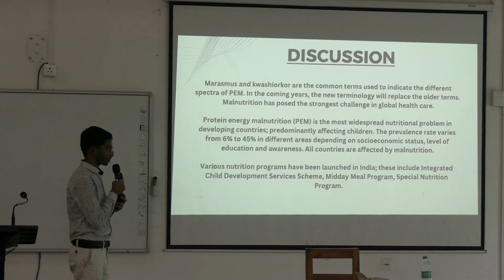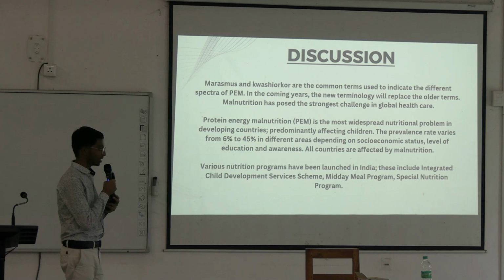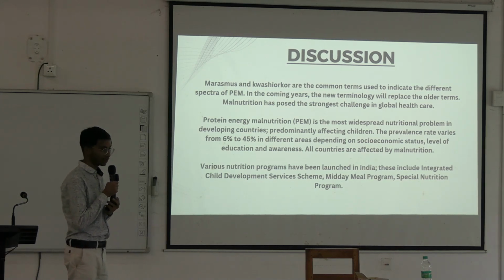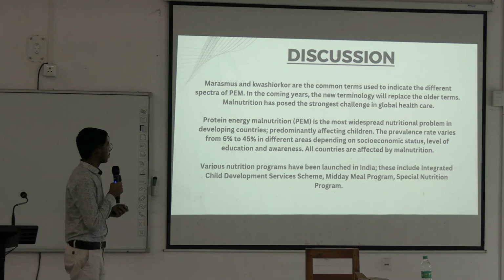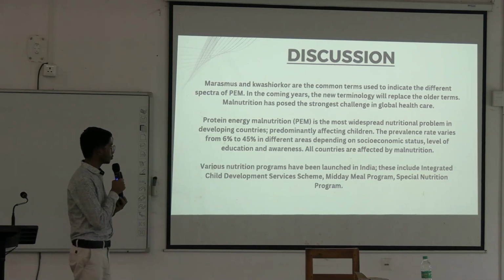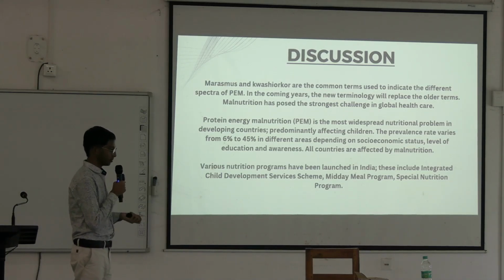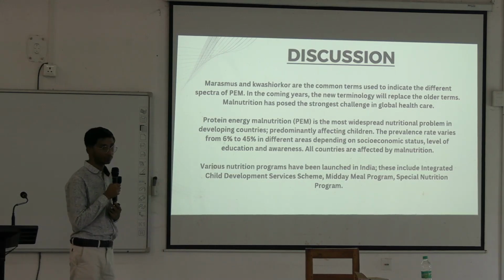Now, protein energy malnutrition. Why are we so concerned about it? As India is a developing country, there are more cases of protein energy malnutrition than in developed countries. The prevalence rate varies from 6 to 45% in different areas depending on socioeconomic status. Various nutrition programs have been launched in India to avoid malnutrition. These are the Integrated Child Development Services, the midday meal scheme, and the special nutrition program.